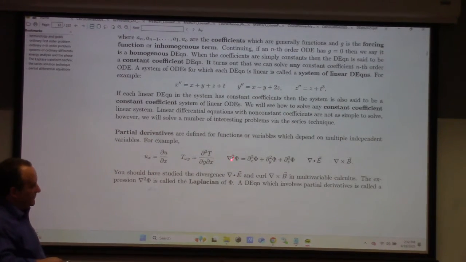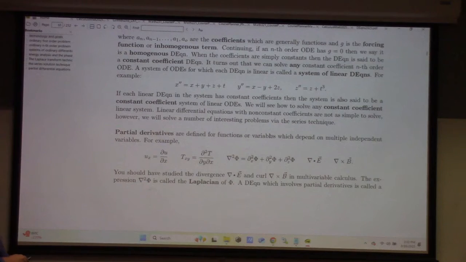It's the divergence of the gradient, if you want a vector calculus way of thinking about it. And of course, Maxwell's equations involve the divergence of the electric field or the curl of the magnetic field, right? Faraday's law is del cross B is equal to minus partial E partial t. That would be Faraday's law. And so forth.